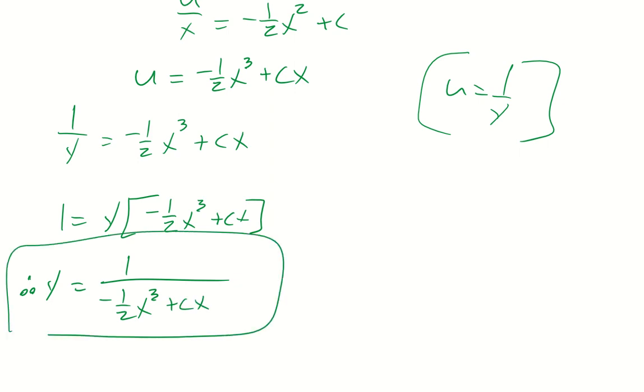And that is our final answer. Pretty cool, not too bad. So we took the Bernoulli equation, we did an appropriate u substitution, the equation became linear, we solved it, and then we just undid, so to speak, those substitutions. So that is a Bernoulli equation.